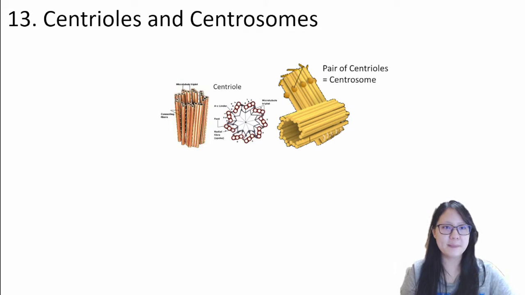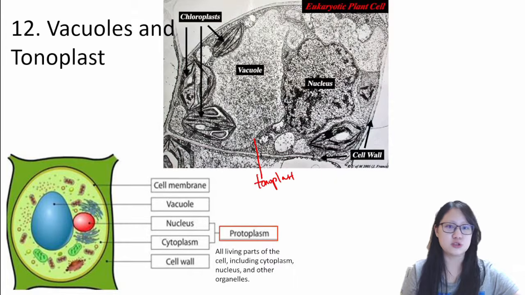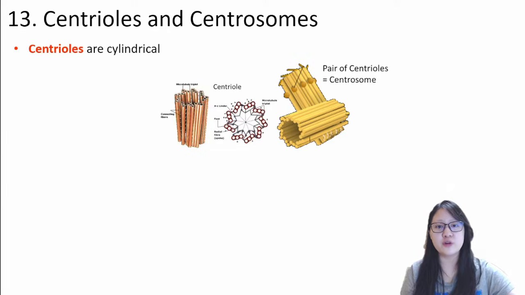Okay, structure number 13: centrioles and centrosomes. Now, what about centrioles and centrosomes? You might have heard of them before, in the context of cell division. If you haven't, don't worry, I'll work through it. Now, centrioles are cylindrical. This is a centriole right here.